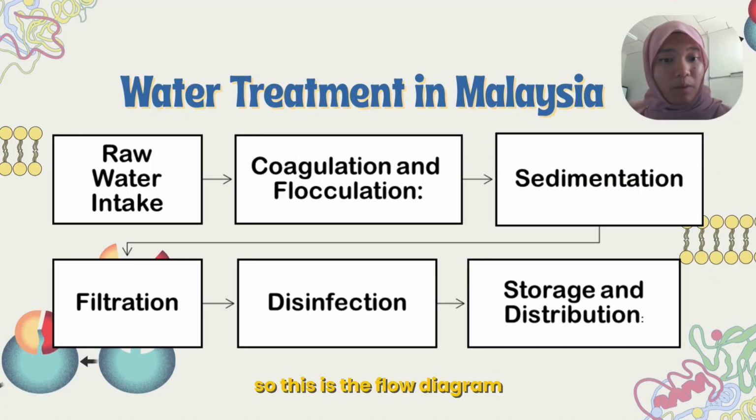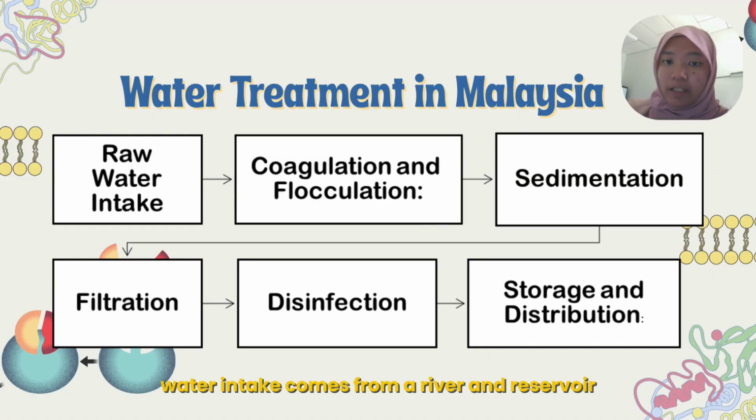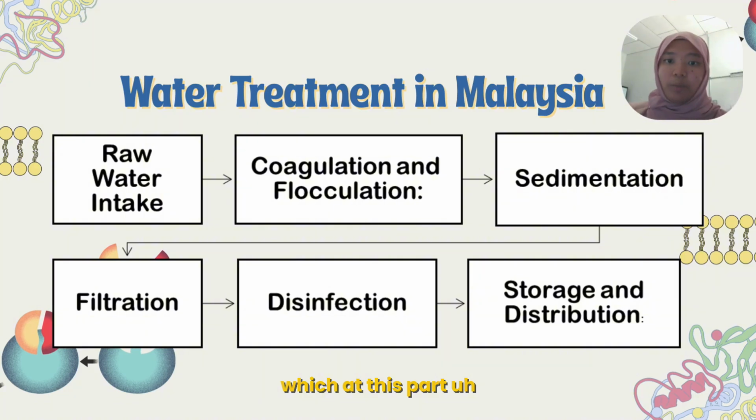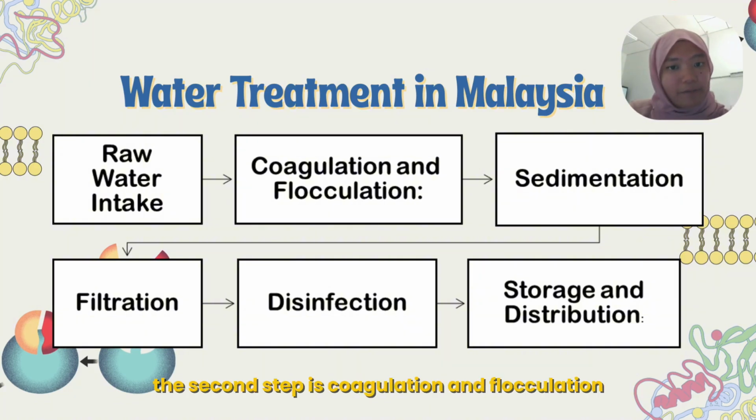So, this is the flow diagram of water treatment in Malaysia, where the water intake comes from a river and reservoir, at which part the big objects like leaves and plastic are removed. The second step is coagulation and flocculation.